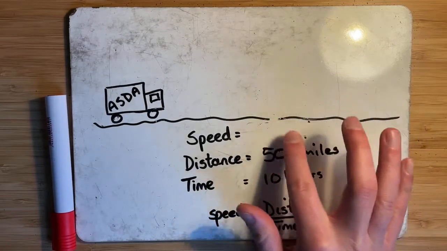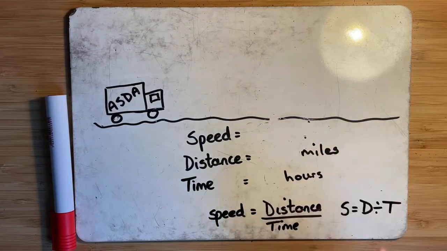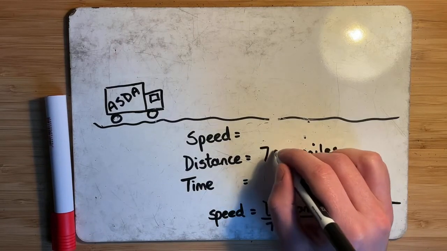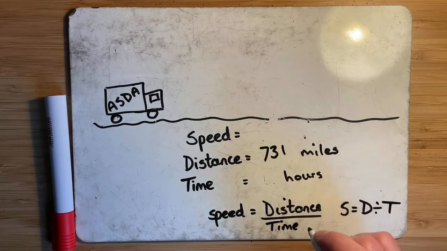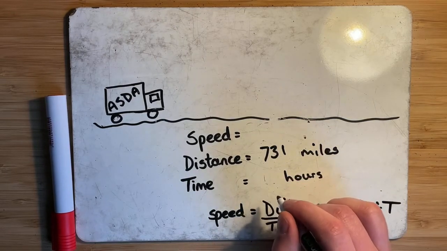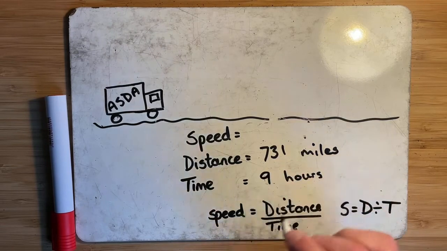But they might not always be as simple numbers to work with. I've given you some nice, easy, round numbers, and they might not always be as nice to work with as that. So in some cases, maybe the distance could be something awkward. It could be something like 731 miles, and it's probably going to take him a wee while to go that far, isn't it? So let's say it took him 9 hours.